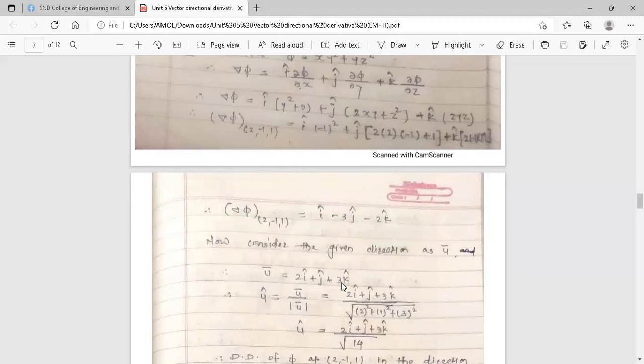Now the formula to find the directional derivative in the direction of the given vector is equal to del phi dot u cap. U cap means unit vector in the direction of u bar. How to calculate the unit vector? Its formula is u cap is equal to u bar upon mod of u bar. You divide the vector by its magnitude, you will get the unit vector in the same direction. So u cap is equal to 2i cap plus j cap plus 3k cap upon mod of u bar.